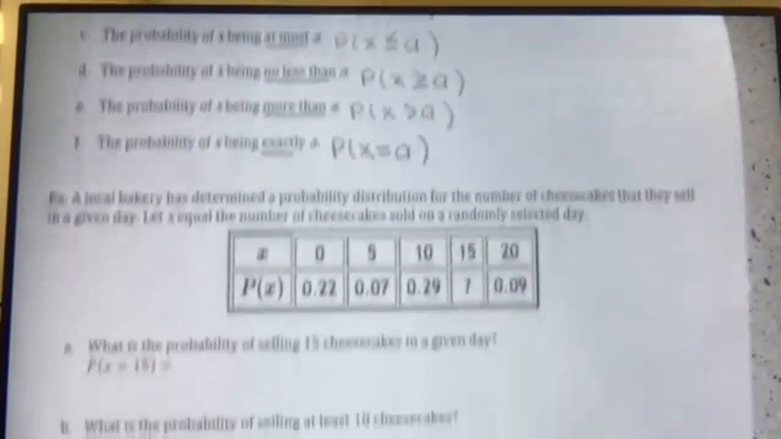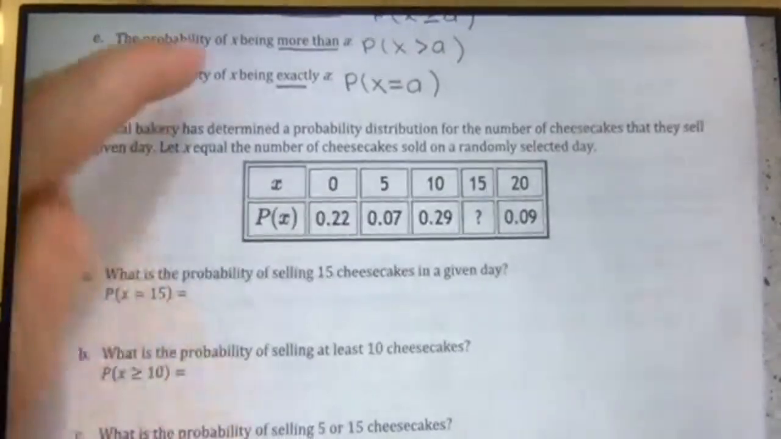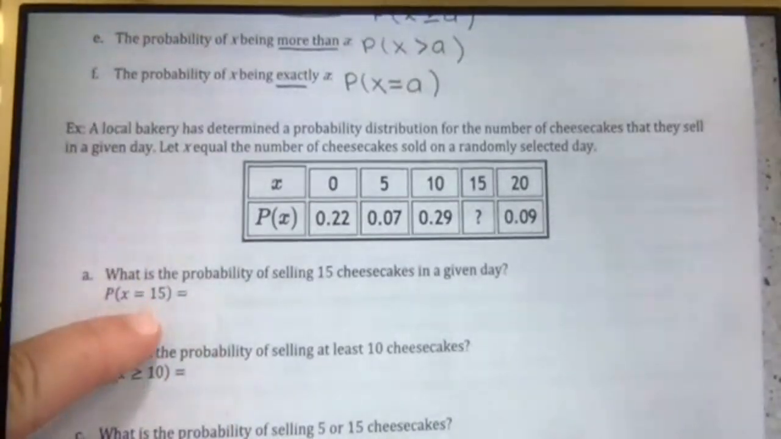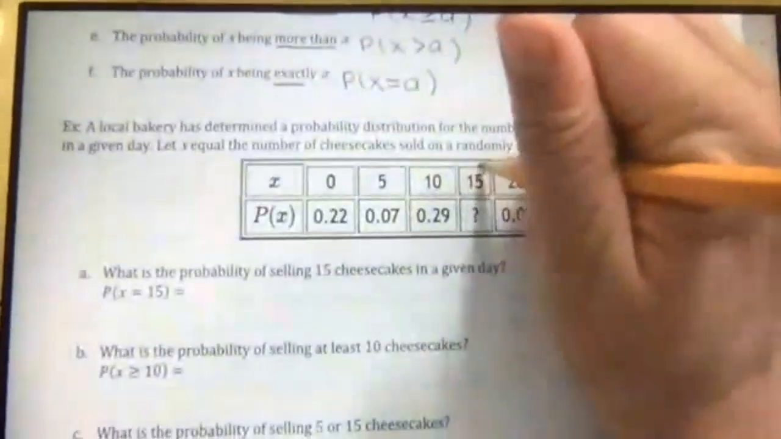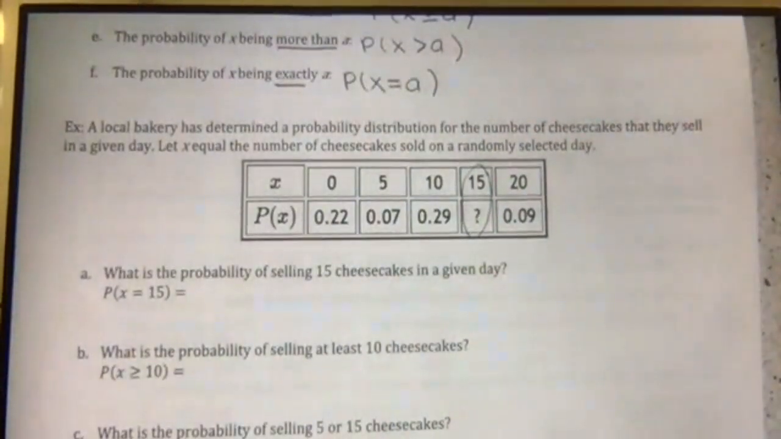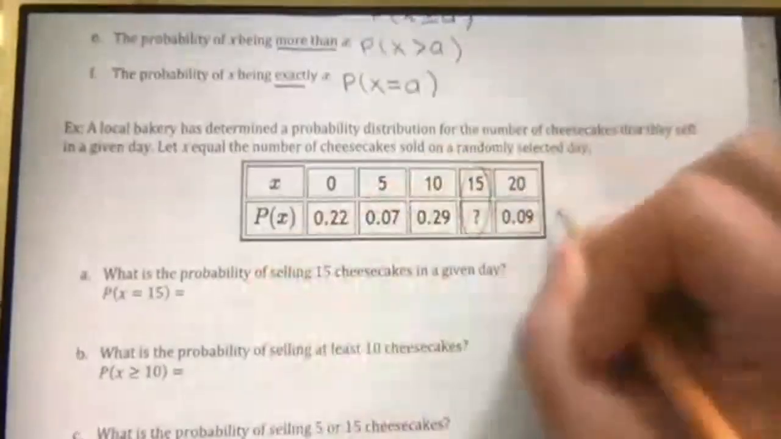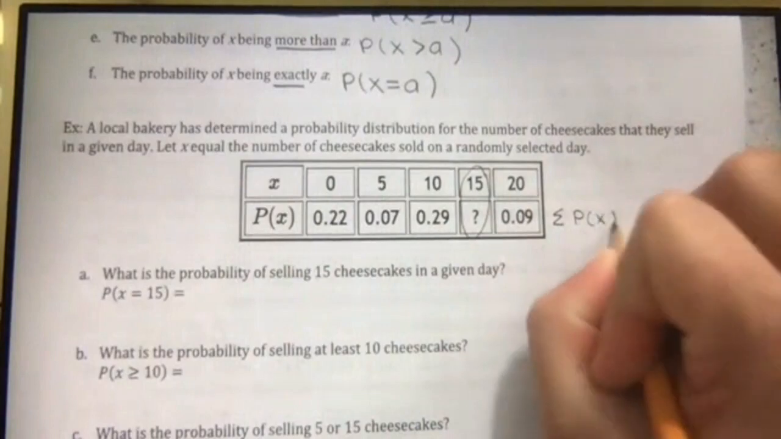So using this table, part A says, what's the probability of selling 15 cheesecakes in a given day? So the probability of being exactly 15, the probability of X equaling 15. We don't know. They didn't tell us that. But I do know that if I add all of my probabilities up, the sum of my probabilities is equal to what? 1.